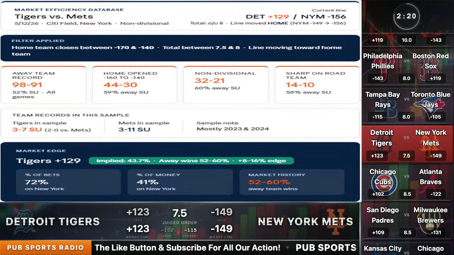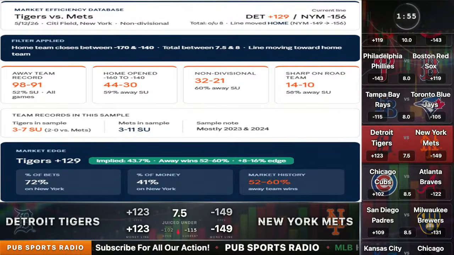When a home team closes between -170 and -140, with a total between 7.5 and 8, line moving towards the home team, the road team in this situation is 98-91, 52%. If the home team opened between -160 and -140, that increases to 59% in the 74-game sample. If it's non-divisional, that increases to 60%. The Mets in this sample, 3-11 straight up.